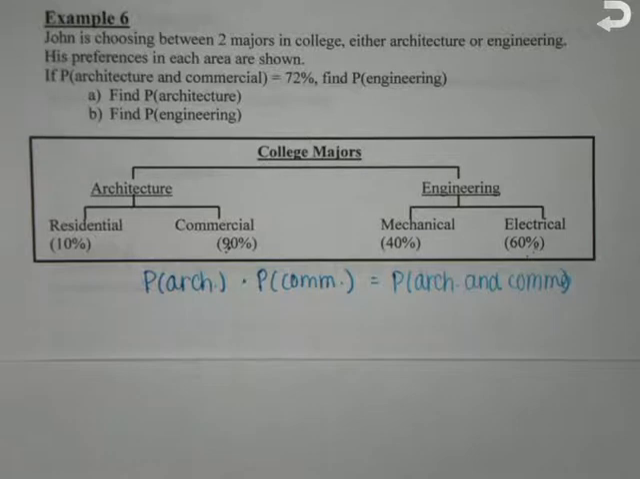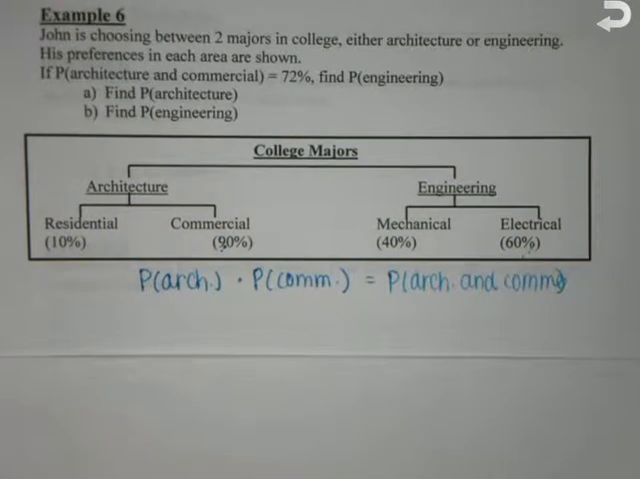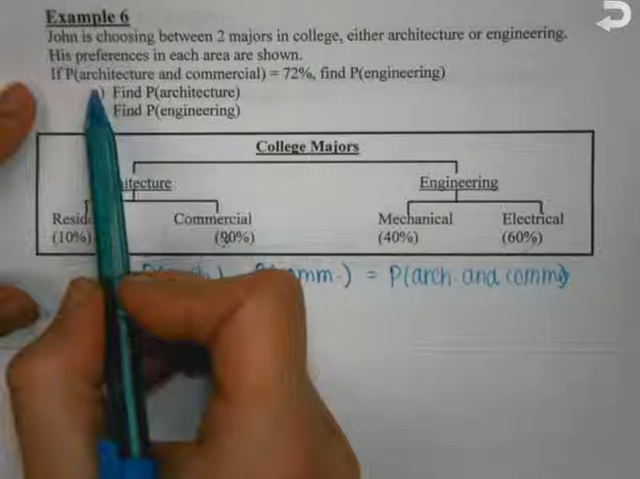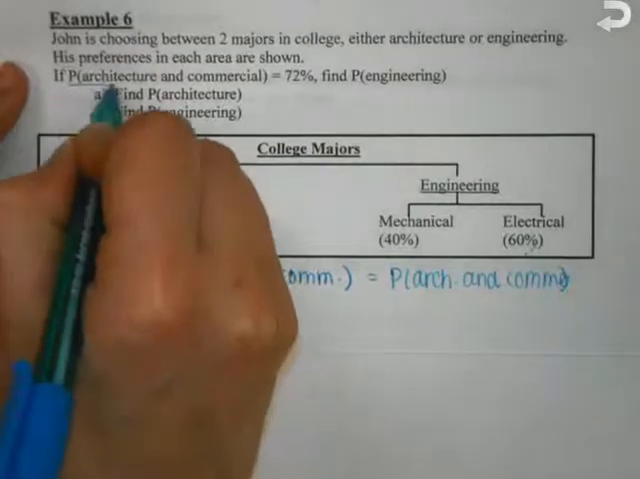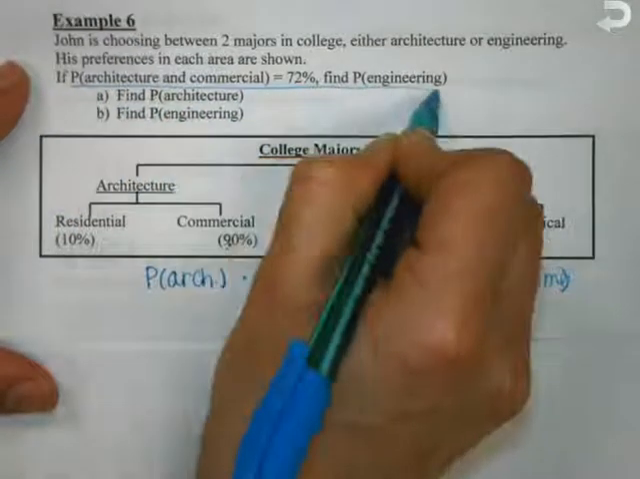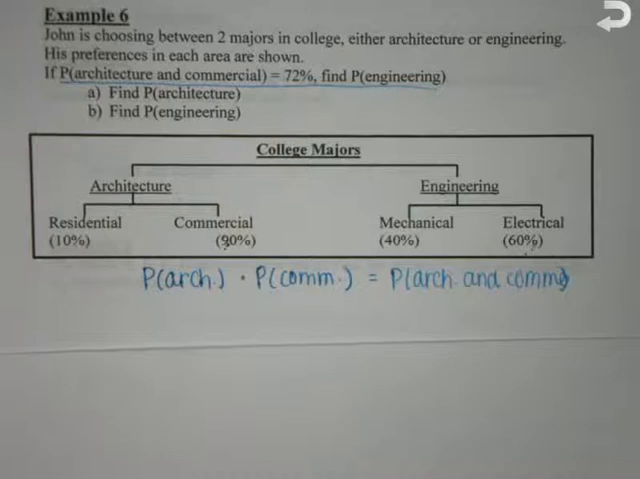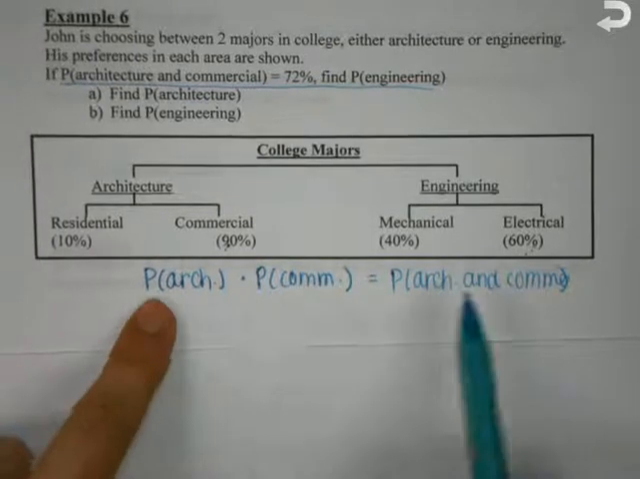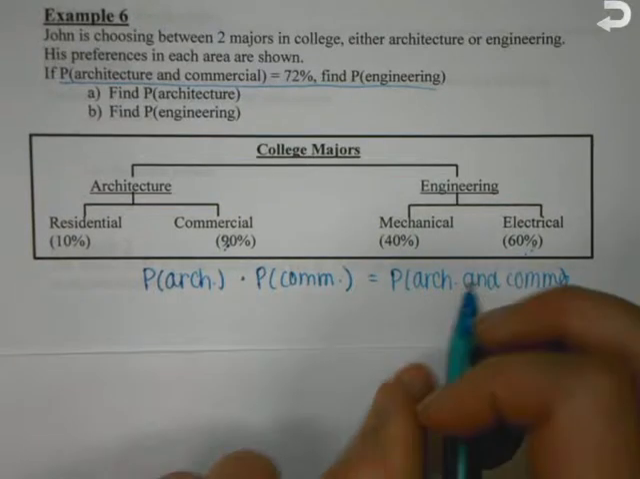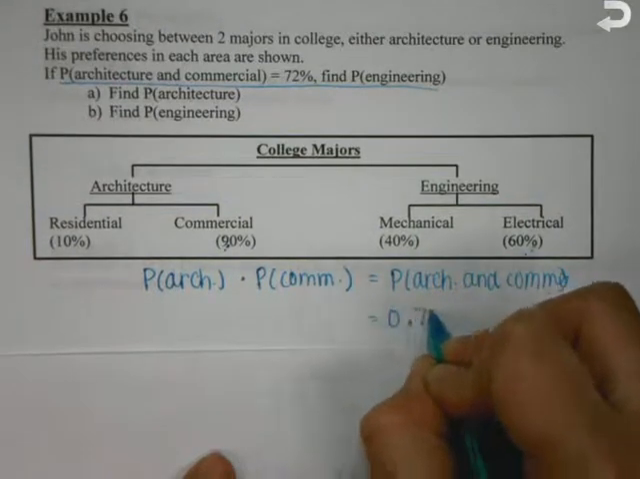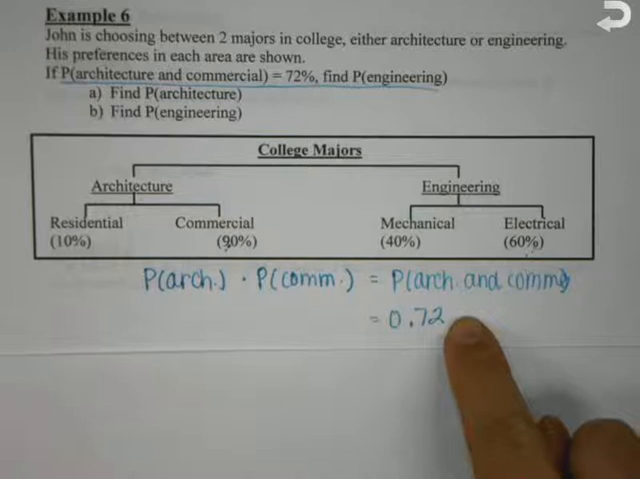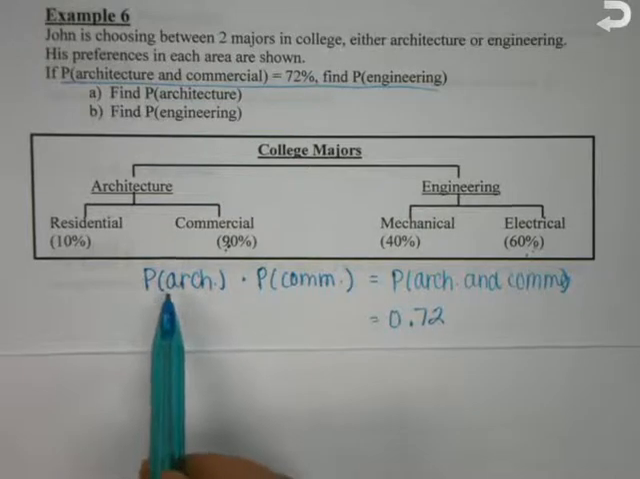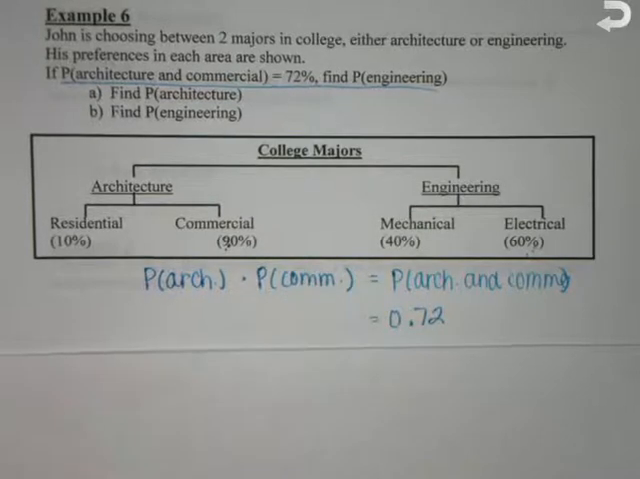The only difference here is that I give you a little bit of different information. So look at the information that I'm giving you. The probability of choosing architecture and commercial is 72%, so 0.72. Where could I plug that in? Do I plug it in here, here, or in the last one? The last one, that's what it is. So it's going to be 0.72. That's what I plug in here. Do you know between the probability of choosing architecture and the probability of choosing commercial, do you know one of those? Commercial is what? 90%, so 0.9.